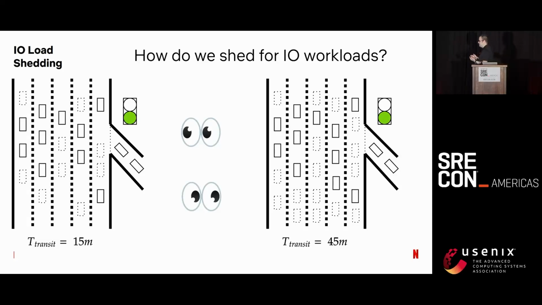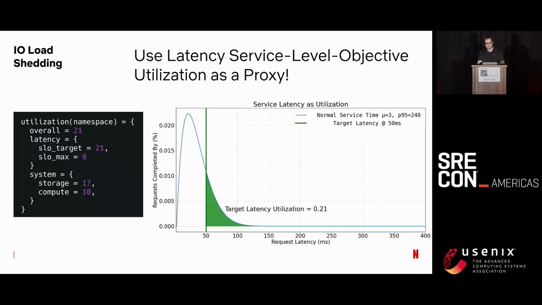All right, but let's look at these two pictures and try to tell the difference. What's different between these two highways? On the right, it's a heavily loaded I/O workload. On the left, it's less. Well, it's that transit time, right? Heavily loaded I/O systems are slower.